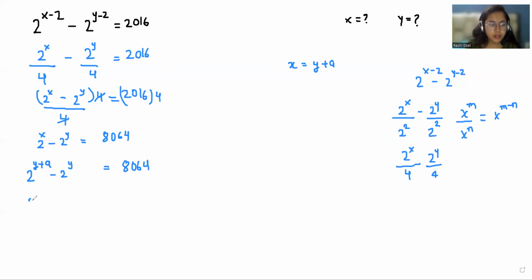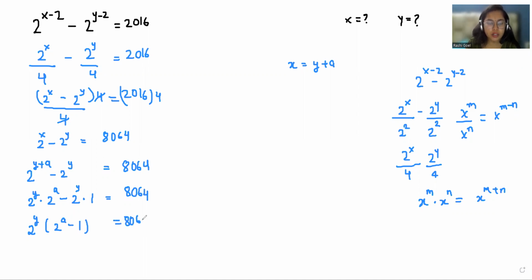Now I'm using the exponent property, that is x power m times x power n is equals to x power m plus n. So we can write it as 2 power y times 2 power a minus 2 power y times 2 power 1 is equals to 8064. This is times 1. If I take 2 power y as common, so 2 power y times 2 power a minus 1 is equals to 8064.